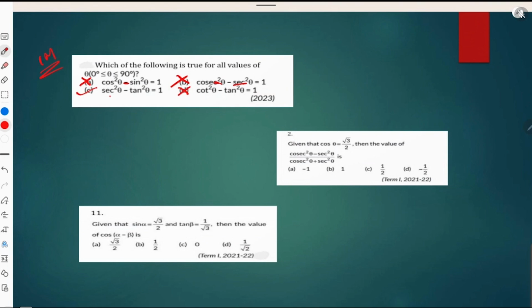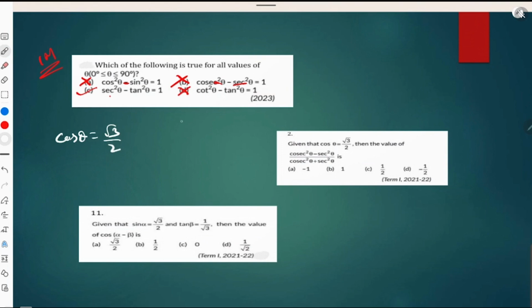Just from the identity, you can see. And look at another question. Same as the previous question. In the previous slide we have done. If cos theta equal to root 3 by 2, we need to find out.